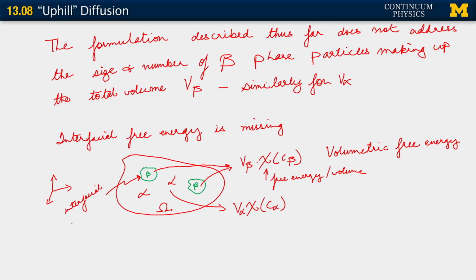So there is an interfacial free energy, which I am going to denote by uppercase gamma. So gamma is a free energy per unit area of interface between alpha and beta.